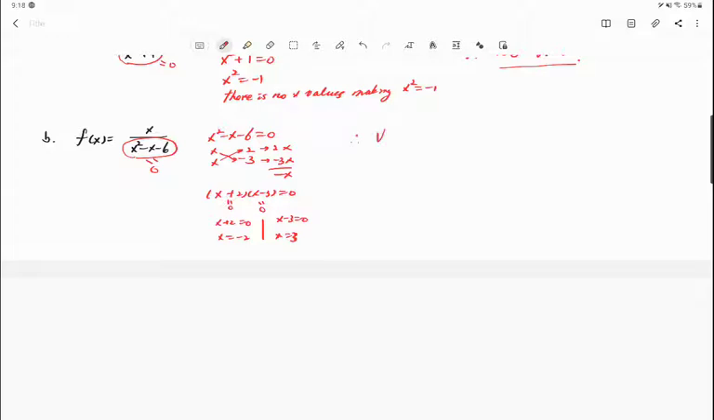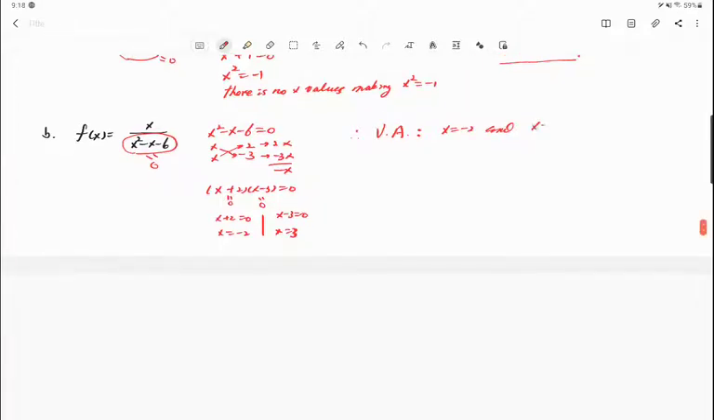So therefore, the vertical asymptotes. There are two of them: x equals negative 2 and x equals 3. All right? So when you graph this, well, we can graph it later. But for this one, we know that two x values will make up the vertical asymptotes.